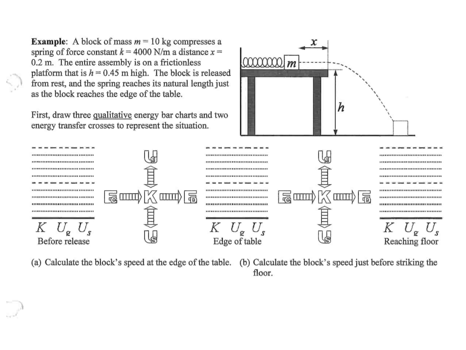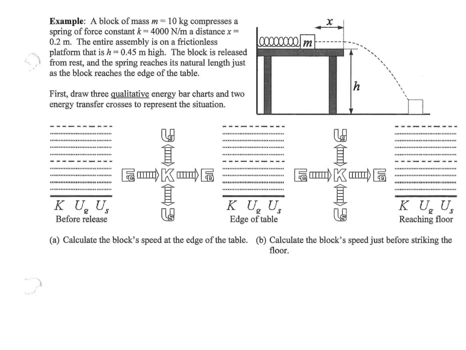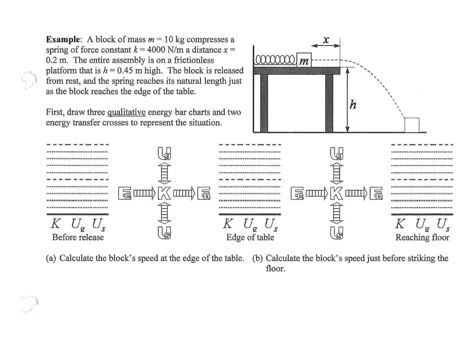The block is released from rest, so it's going to spring out, right? And reach its natural length just as the block reaches the edge of the table. Okay? So we've got to think about what's going on here. What does this thing have? Well, this thing is above the floor, so it initially has gravitational potential energy, and it's pushed back on the spring, so it has spring potential. Okay? So let's figure out how much of each it has.